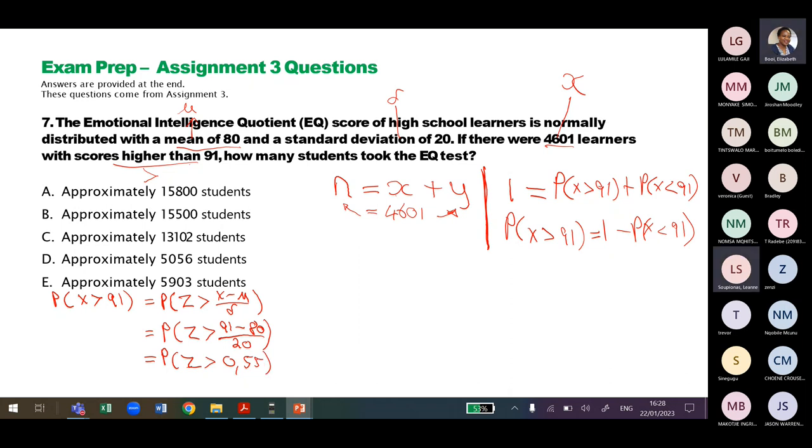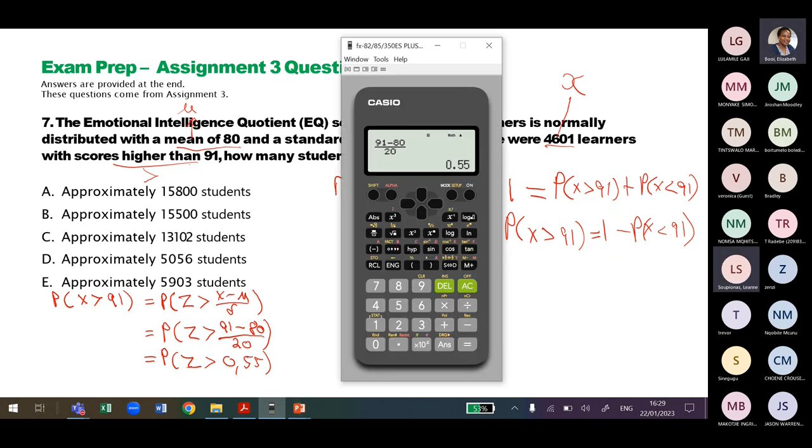0.55. Now Lizzie, can you show us how you do the divide on the Casio calculator? I'm trying to press shift, but I'm not quite getting it. No, you can't press shift. It's this function. You just press that button. Oh, you have this function on your calculator? Yes, you just press that button.